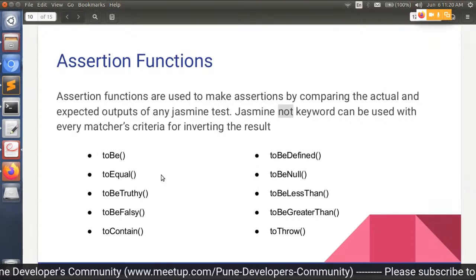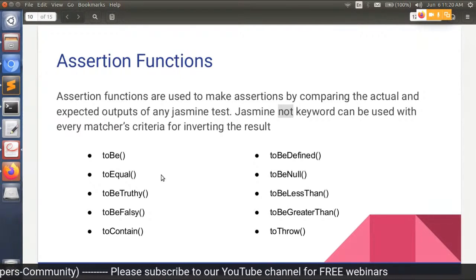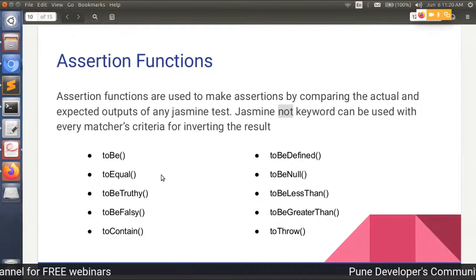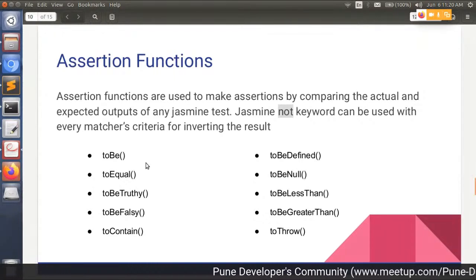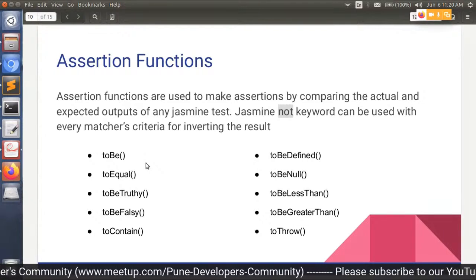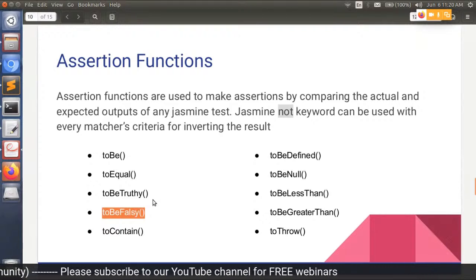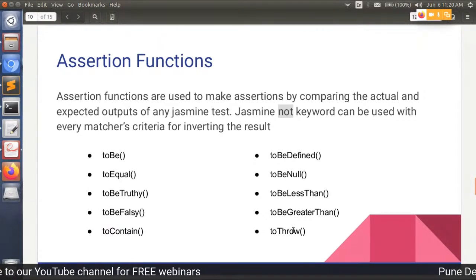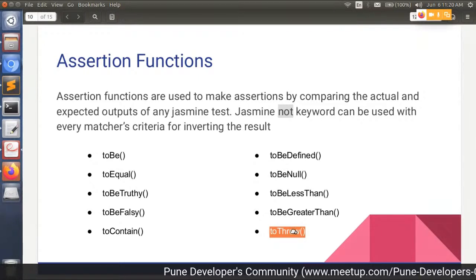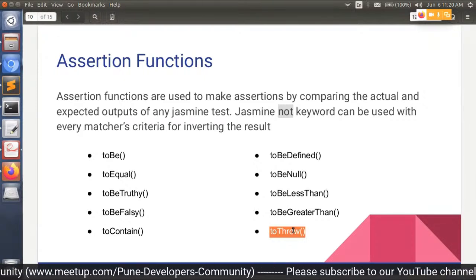We use assertion functions to make assertions, and we compare whether our actual output and the expected output are similar or not. We have different assertion functions in Jasmine. If we have a Boolean value and want to make assertions on it, we have toBeTruthy and toBeFalsy assertion functions. If we want to check whether our code is raising a correct error or not, we can use the toThrow function. And we have other assertion functions as required.